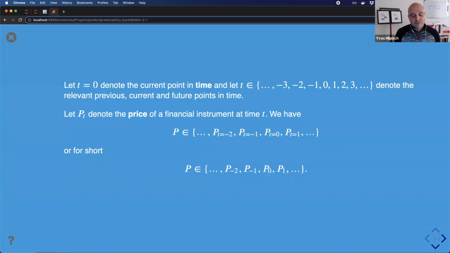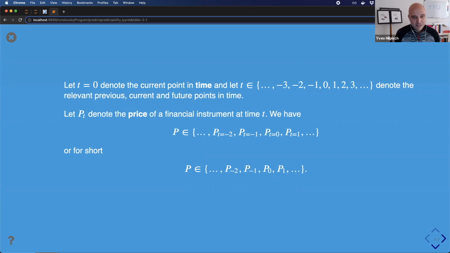Then we have something like a price series of a financial instrument, where we have prices at every point in time t, assuming that there is trading for all these points in time. Or for short, we would write something like p minus 2, p minus 1, p0, p1. So simply, a financial time series, a price series.